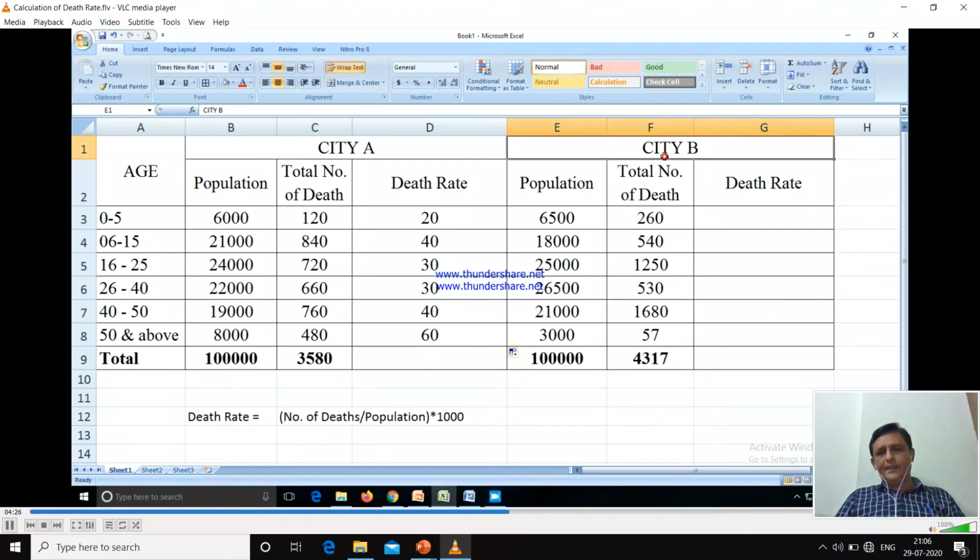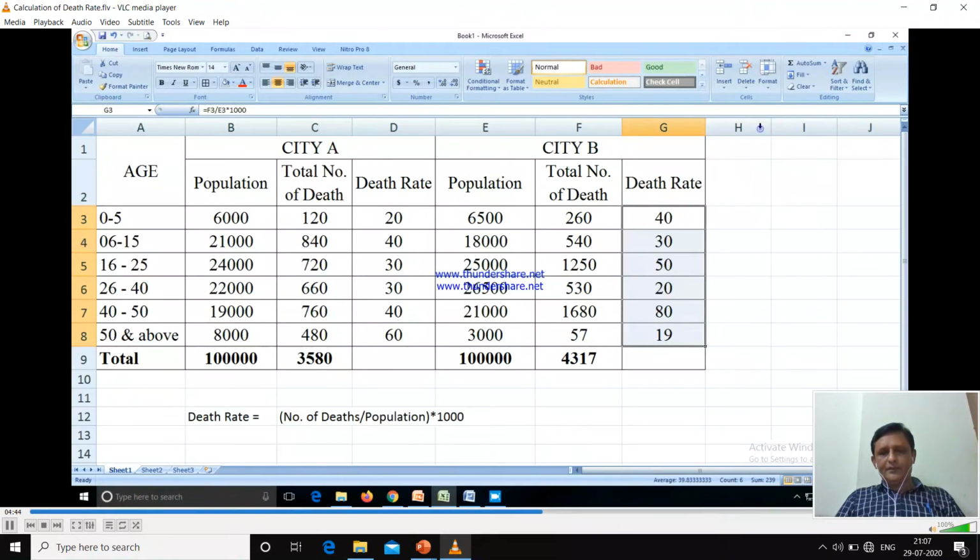Let me move to city B, the first cell. Okay, now it is 260. We can write this as F3 divided by E3, 6,500 into 1,000. It is 40. And here, let me drag it. We get the entire calculation for death rate of both the cities, right?